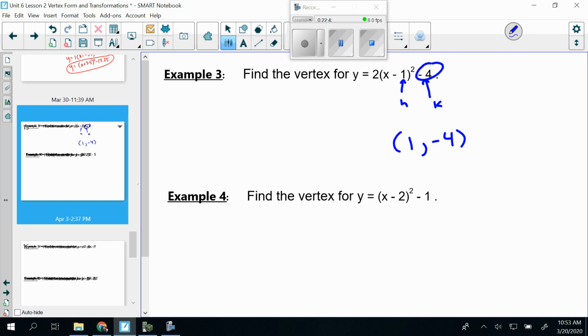So the next one, same thing. This would be our h, this would be our k. And so in this one, the vertex would be at 2, negative 1.